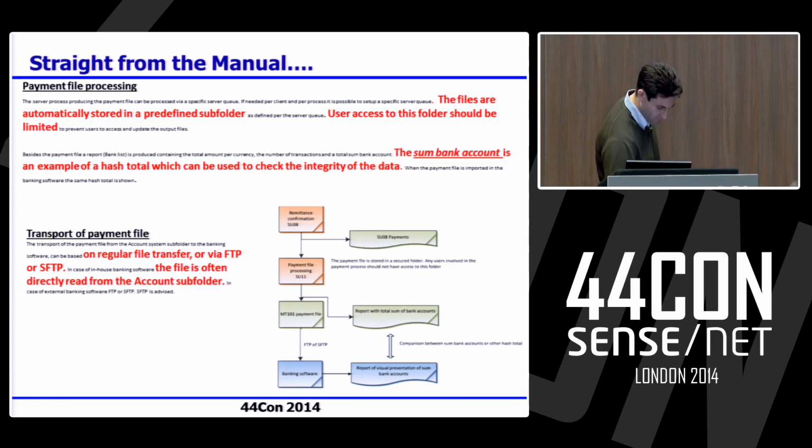So, straight from the manual. Payment file processing. Now, this is an example of a manual that is created by somebody who is talking about how they secure their payment process, okay? So the files are automatically stored in a predefined folder. User access to this folder should be limited. Yeah, good start. The sum of bank accounts is an example of a hash total which can be used to check the integrity of the data.